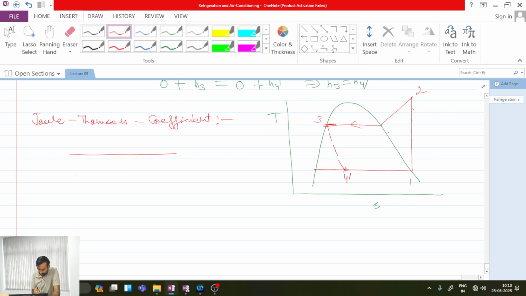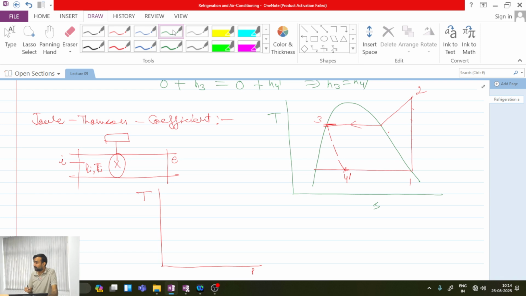Say you have a throttling device. Okay, this is a throttling device. You have some inlet state at point I and exit state at point E. Is this point clear? All are clear with this point? Now, let us consider if I draw a temperature-pressure diagram. So initially my state will be Pi and Ti. Is this point clear? So say I will be somewhere over here.